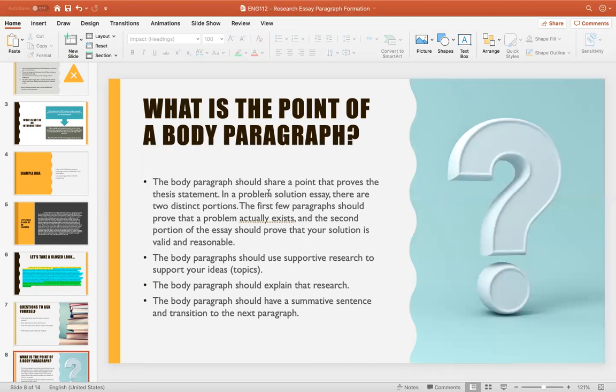The body paragraph should use supportive research to support each idea, which are your topics. And then the body paragraph should explain that research as well. You can't simply use research without connecting it to the bigger idea. You have to make those connections. And then finally, the body paragraph should have a summative sentence that transitions to the next paragraph.